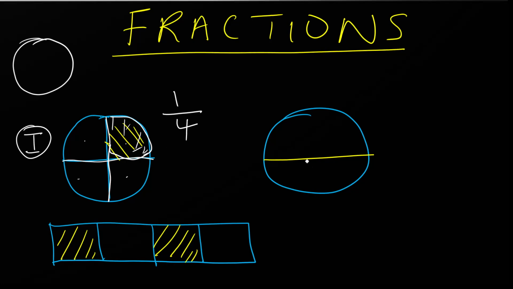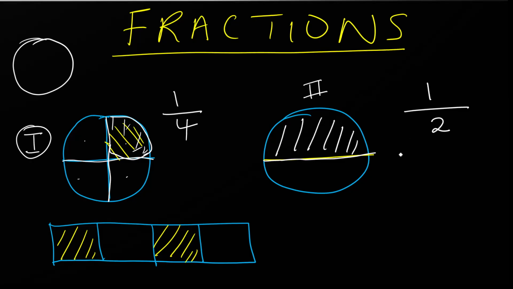Now let's come to this one, the second scenario. We have the same orange here. This time, once I have divided into 2, so it's on 2. So if I take a portion of it, that is half of it, that will be 1 on 2.